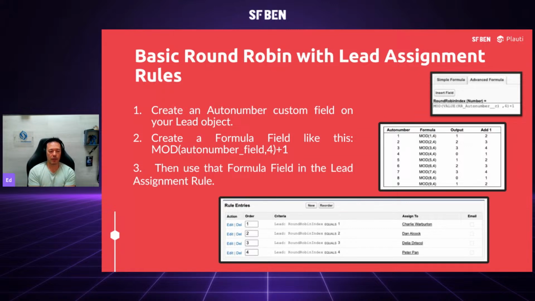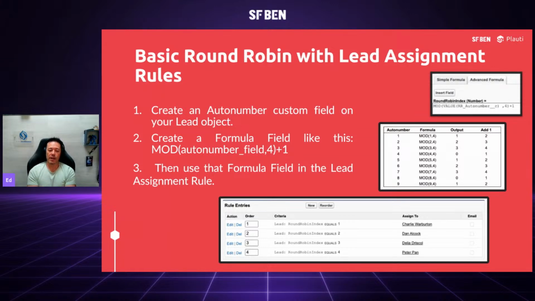As follows, we can create these rule entries where we look at the output of that formula field. When it equals 1, you assign it to the first member of the team. When it equals 2, the second member of the team, and so on and so forth. So what this lets us do, if we have a small team of people, is a rudimentary round robin. Every record that comes in will just get moved on to the next person in that round robin team, and it will just cycle through those.